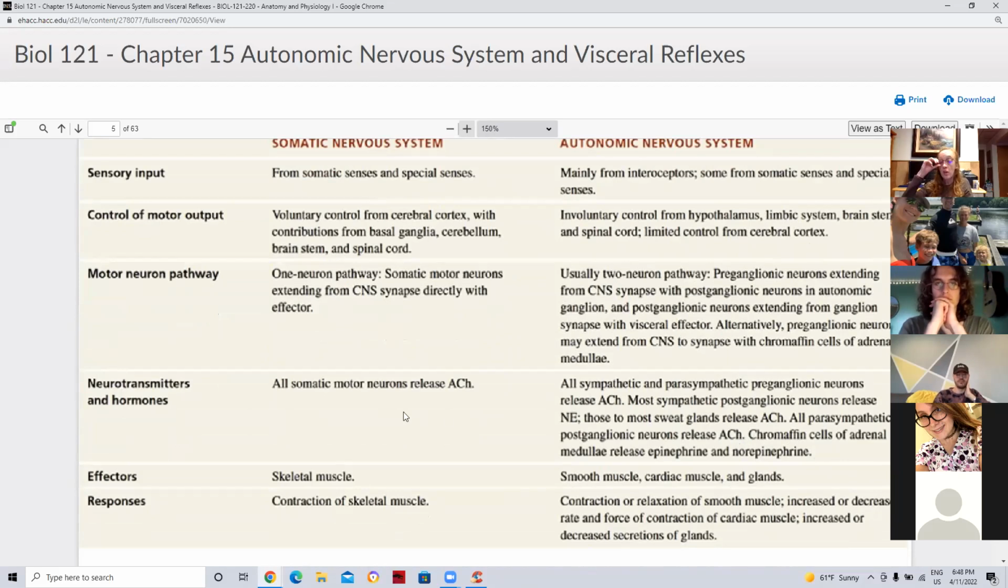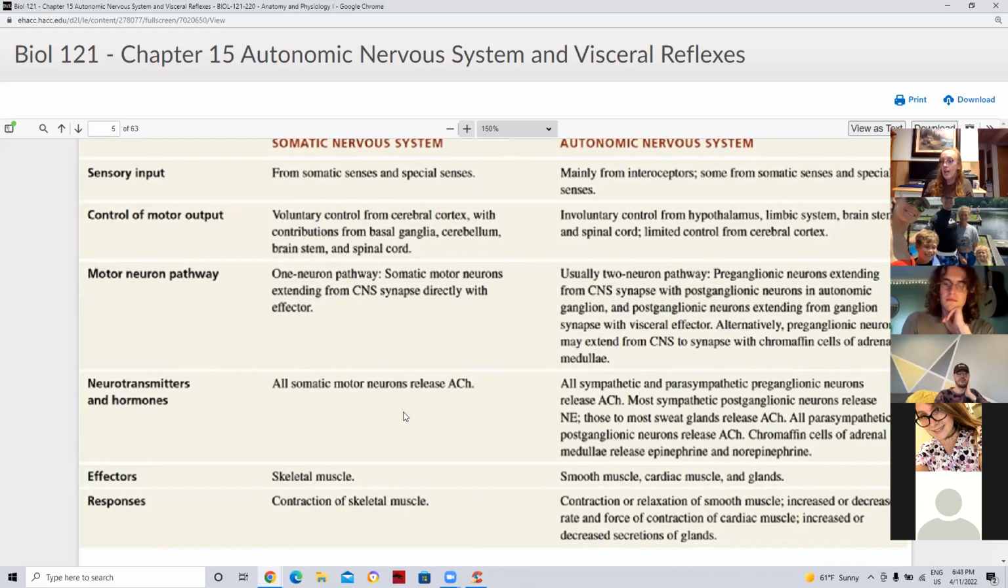All motor neurons release acetylcholine. All somatic motor neurons. All sympathetic and parasympathetic preganglionic neurons are going to release acetylcholine. Most sympathetic postganglionic neurons are going to release norepinephrine. Remember, these are all neurotransmitters.